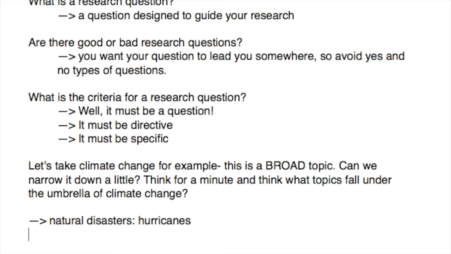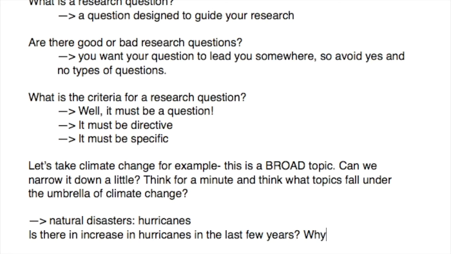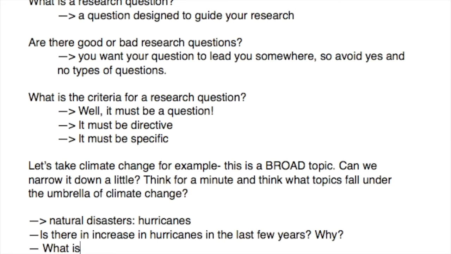I want to know, is there an increase in hurricanes in the last few years? And why? That's one thing I want to know. What else do I want to know? I want to know what is the impact of hurricanes? Like, we see it right in the aftermath, but what is the long-term? I'm going to go long-term impact of hurricanes on the local community.